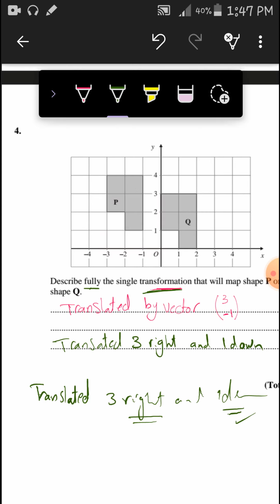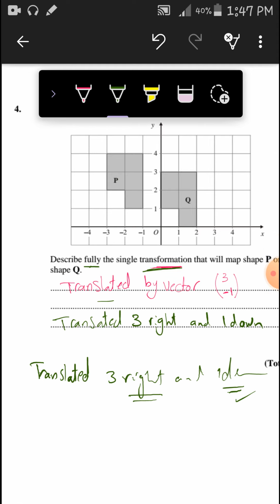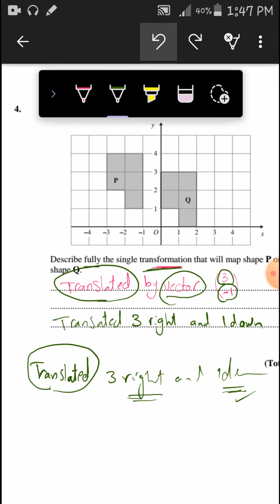Later on, in year 8 and year 9, you will write the same description, translated, but instead of 3 right and 1 down, you will write 3 positive and 1 negative. This is called a vector. So it's translated by vector 3 and negative 1.